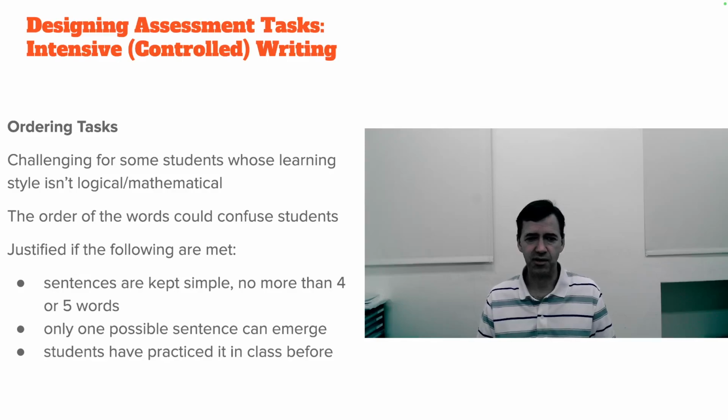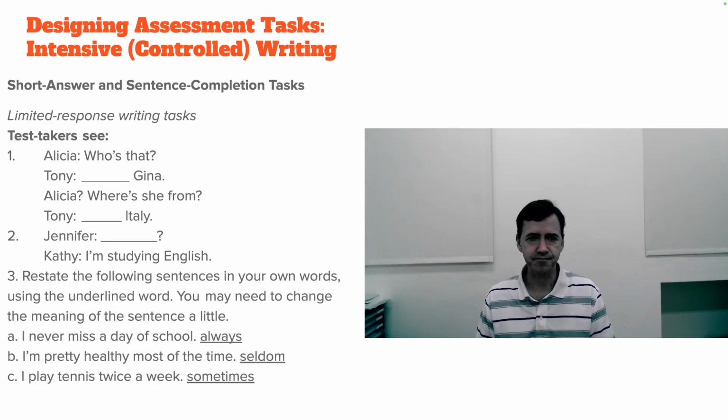The sentences need to be kept simple, no more than 4 or 5 words. Once you start to get too long, it becomes very challenging. It should be that only one possible sentence can emerge, and you have to practice it in class before. It can't be something new. Okay, another type of intensive writing is short answer and sentence completion tasks. These are called limited response writing tasks. Remember, at this level, we still only want a 1 sentence answer.